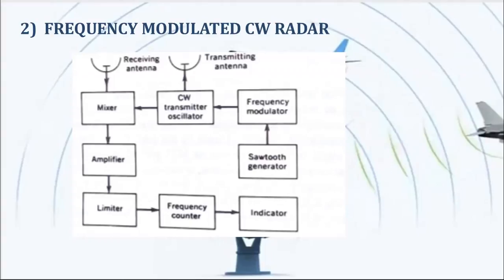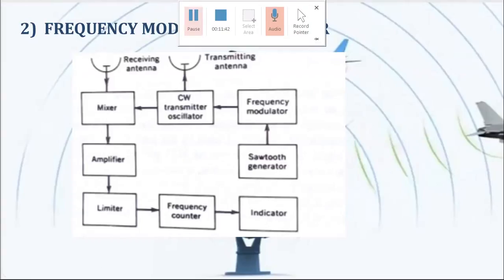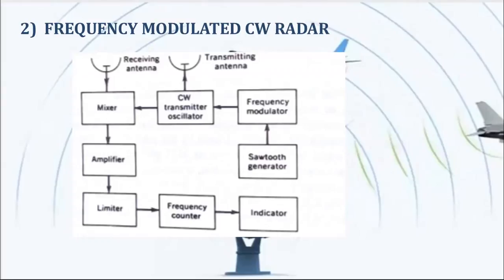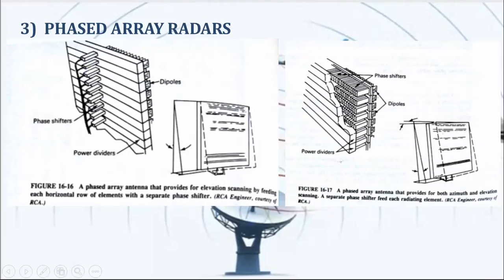The next one is frequency modulated CW radar. The greatest limitation of Doppler radar, that is its inability to measure range, may be overcome if the transmitted carrier is frequency modulated. So we use frequency modulated CW radar to eliminate the limitation of the Doppler effect. Now we can overcome all the limitations using phased array radars. It will give a very significant improvement in versatility if a moving beam could be produced by a stationary antenna.